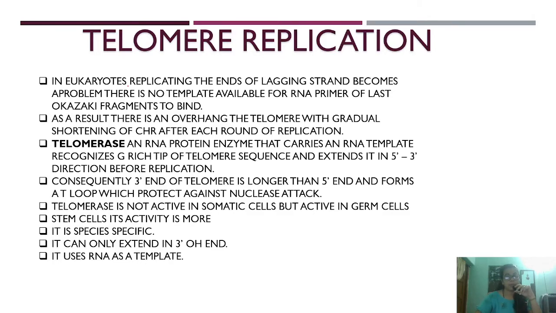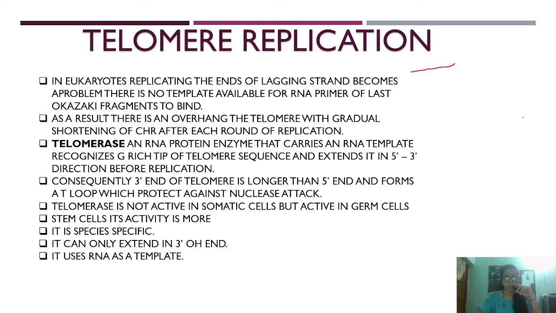Before that, let's understand why there is a problem in the telomere of the eukaryotic chromosome, because in the last part of the video I told you that eukaryotic replication does not end there. There is another part also, that is telomere replication. What happens in the telomere replication? What happens in the eukaryotic chromosome?